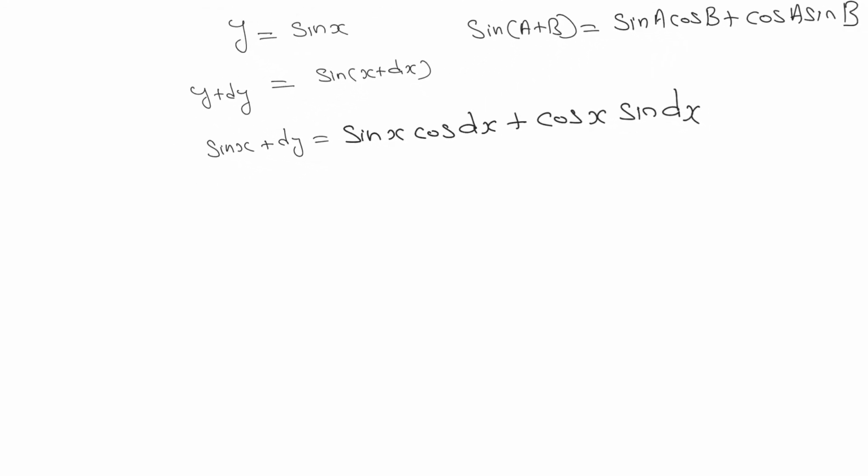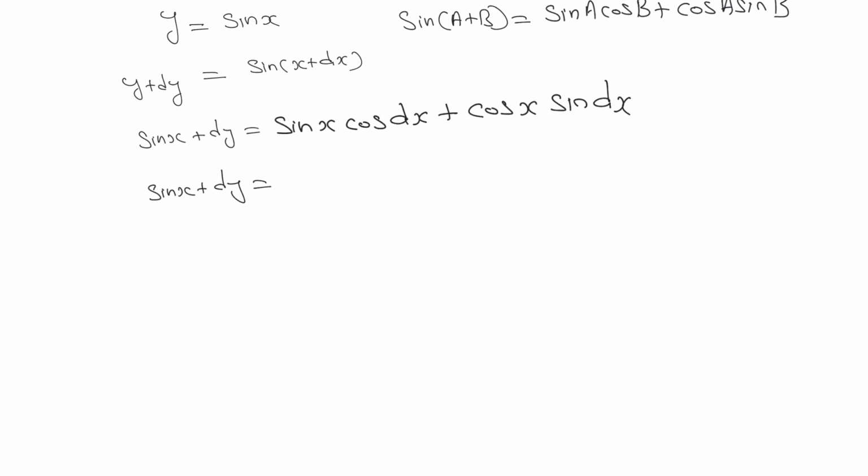Now we can write sin x plus dy is equal to, over here I'm just writing the sin x as it is, cos dx. Already we discussed that this dx is a very small value, like you can say it is like 0.000001, or as the value of dx tends to 0, the value of cos dx, like cos 0, will be equal to 1. So this cos dx can be written as 1 plus cos x into sin dx.